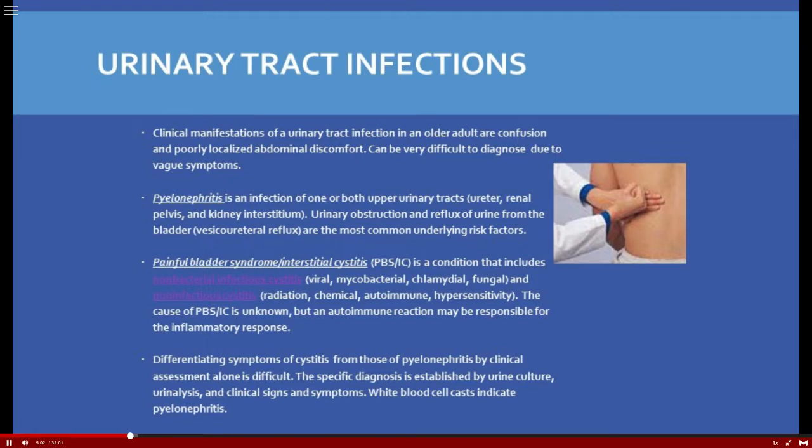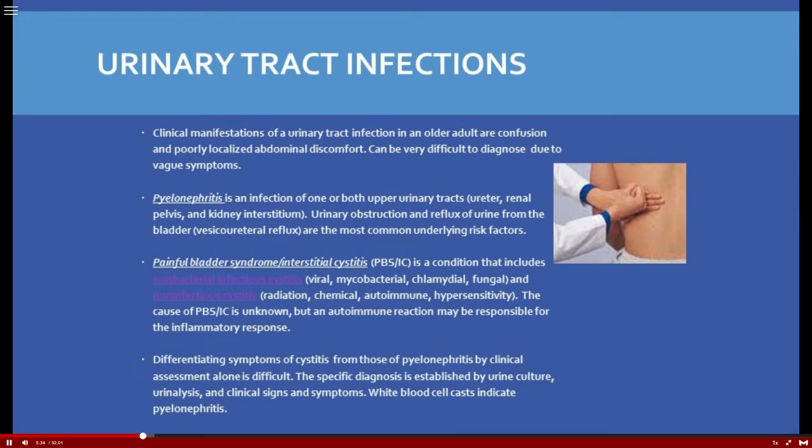So let's go to painful bladder syndrome, or what's referred to as interstitial cystitis. PBS or IC is something that really mimics urinary tract infection, but it is really related to non-bacterial infection. So things like virus, chlamydia, fungal. Also, non-infectious cystitis can be caused from radiation, some kind of chemicals, could also be an autoimmune disease.